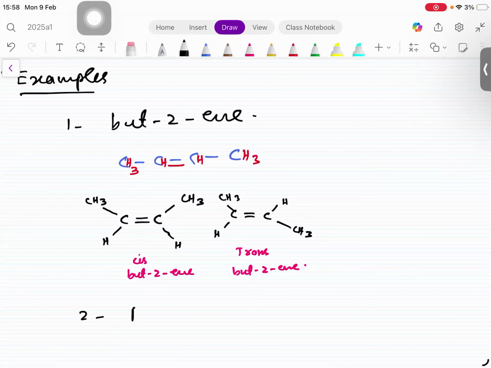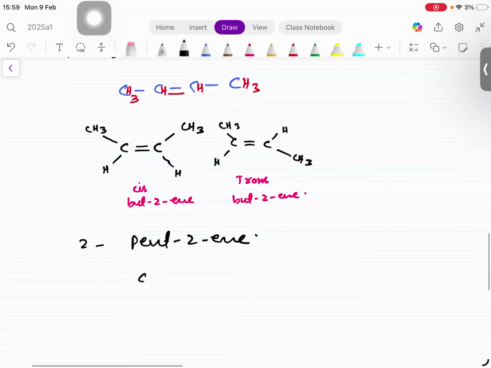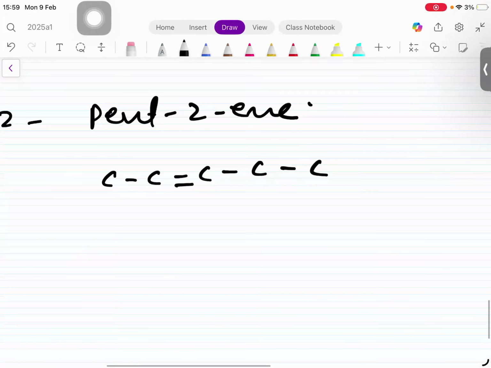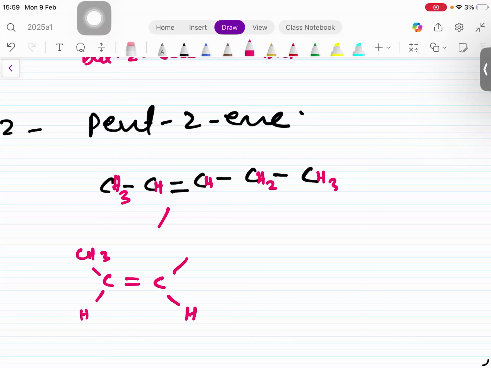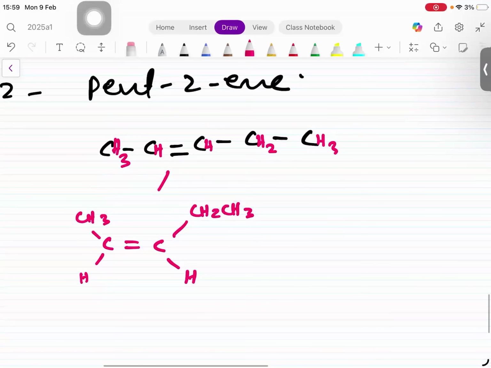Number two is pentene. Will it have it? Look at this, pentene. So 1, 2, 3, 4, 5. Whenever they ask you to draw the cis and trans isomer, please focus only on those two carbons which have the double bond. So if I write these two carbons here, what is attached with the left carbon? Hydrogen and CH3. What is with the right? Hydrogen and CH3. Both sides must not be the same, but the hydrogen is on the same side as the double bond.